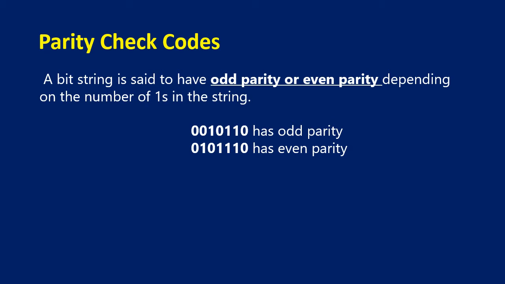Alright, next we'll go to parity check codes. First, let us define what we mean by parity. A bit string is said to have an odd parity or even parity depending on the number of ones in the string. So for example, in this case, we want to count the number of ones. We have 1, 2, 3. We have 3 ones. That's an odd number. So that's why we say that it has odd parity. For this one, we have how many ones? 1, 2, 3, 4. It has 4 ones. So therefore, it has even parity.